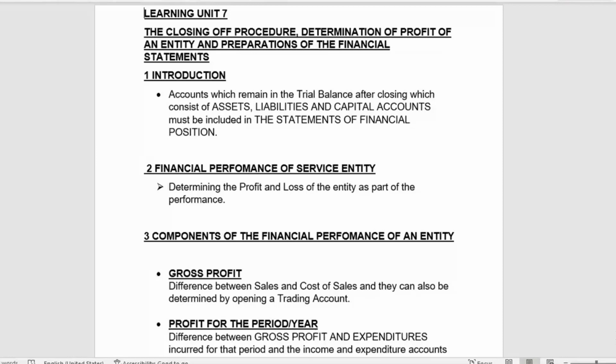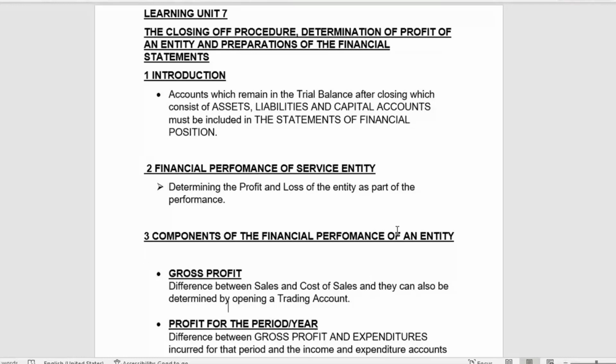Things have changed. So when you look at the financial performance of a service entity, you determine the profit and loss for the entity as part of the performance. Each and everybody who's starting a business, basically, the main aim is to make a profit, and then you serve your clients. And at the end of the day, the motive is actually to make profit. So that's where our income statement is. Okay.